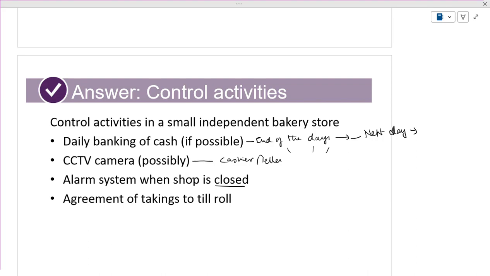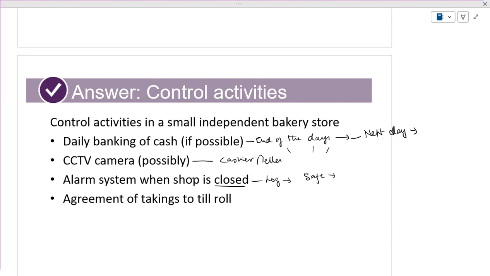Means there should be a log. When you see the bank, whenever the bank is open, whenever the bank is closed, whenever the safe is open or the safe is closed, not one person will do it. It will be done by more than one person. That means you should have proper controls.